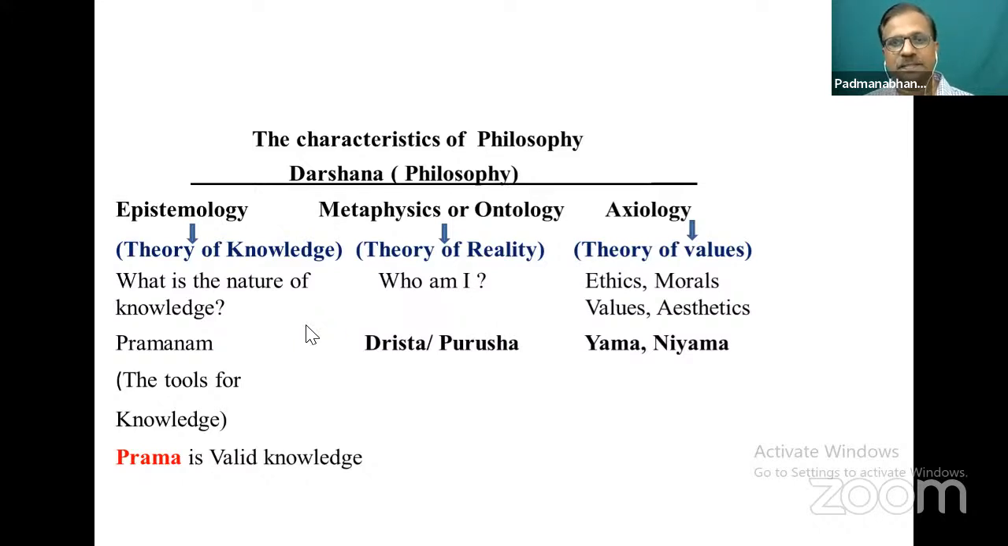And the third characteristic is axiology. Axiology means the theory of values: ethics, morals, values, and aesthetics. So we have yama and niyama. Since it meets all the three characteristics, epistemology, the theory of knowledge, metaphysics, the theory of reality, and axiology, the theory of values, without any doubt we can say that the Patanjala Yoga Sutra is a great philosophy of the mind, of controlling the mind.